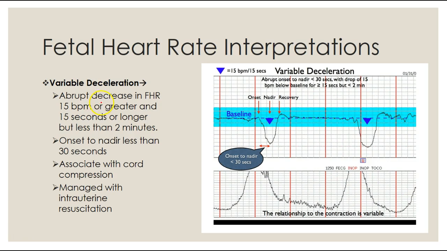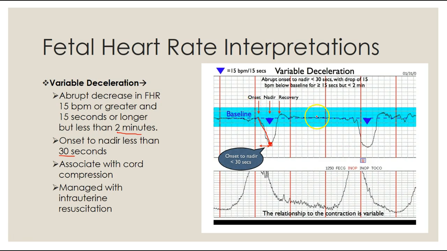Variables, on the other hand, are a decrease that is abrupt. They have to be 15 beats or greater, and they last for 15 seconds or longer, but again, less than 2 minutes. Onset to nadir, which means the bottom portion of the deceleration, has to be less than 30 seconds from the baseline. So it takes less than 30 seconds for it to go from here to here.